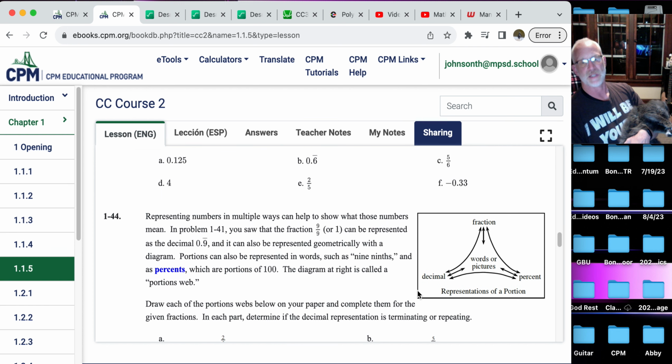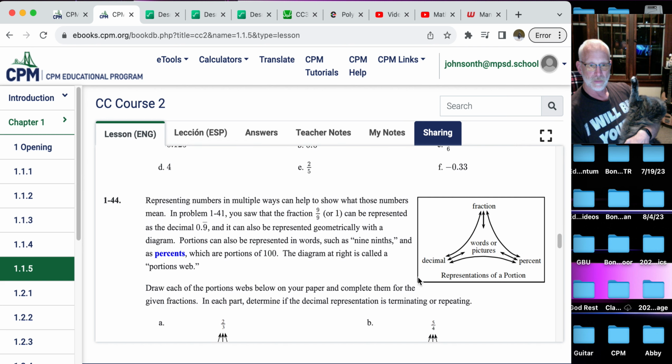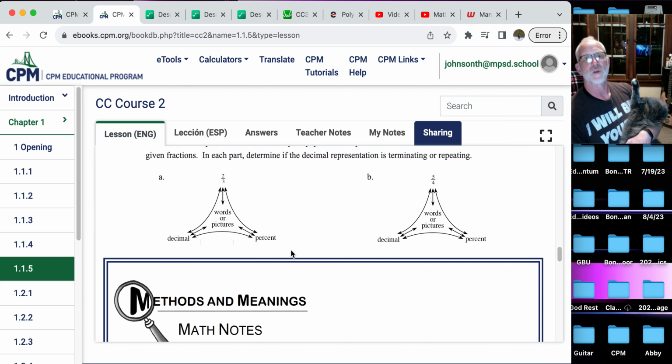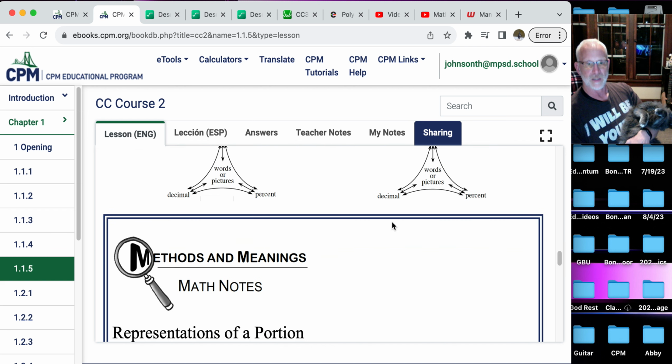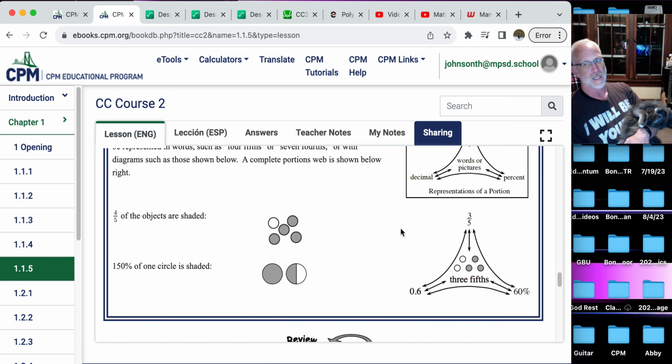Then the last thing we looked at was when we represent a portion, can we represent it in words or a picture? I like pictures. And then can we make that picture into a fraction? And then can we make that into a percent? And can we make that into a decimal? Okay. So could we make 2/3 as a picture? Could you make 2/3 as a percent? Could you make 2/3 as a decimal? Could you make 5/4 a picture, a decimal, a percent? And that's the lesson. That's what we did today.